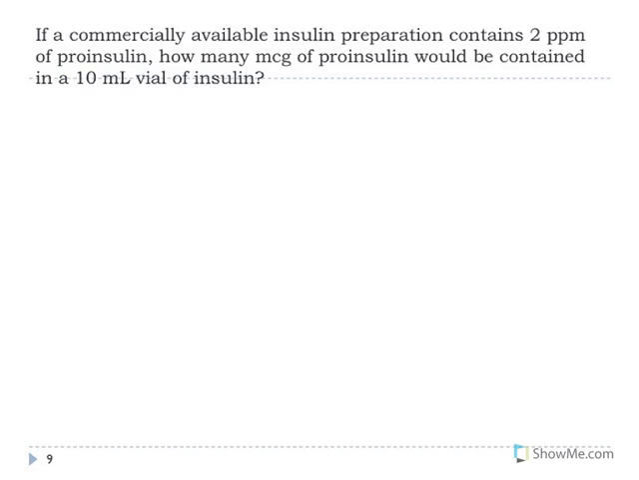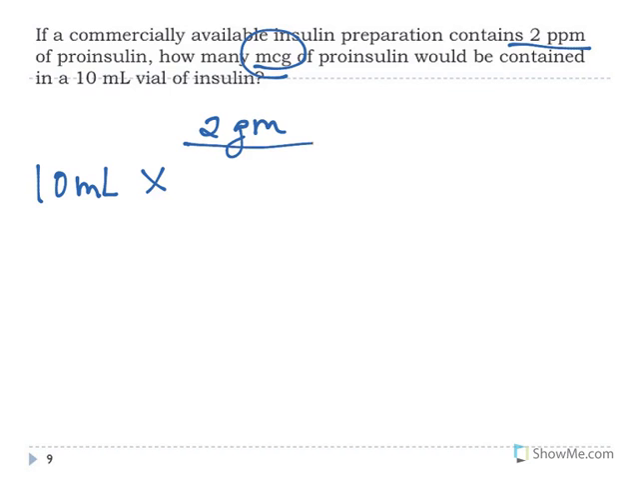This is saying that we have a commercially available insulin, and the insulin is 2 parts per million. So we want to know how many micrograms would be contained in a 10 milliliter vial. Okay, so I have a 10 milliliter vial. What is my concentration? It's 2 parts per million. So what does that mean? It means 2 grams, because remember, it's always going to be grams or mils. So 2 parts per million means 2 grams over 1 million mils.